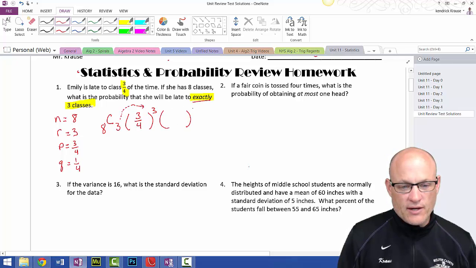And then these two have to add up to 8. So this has to be a 5. And a 1/4 goes here.